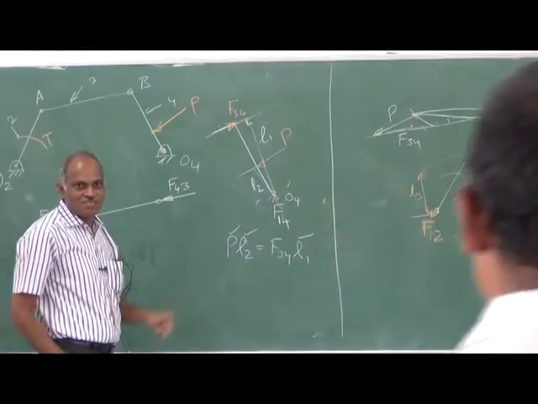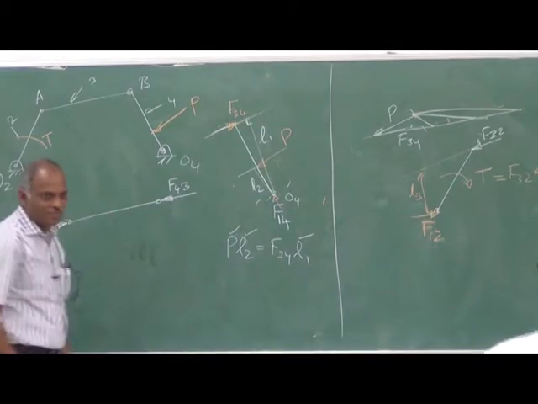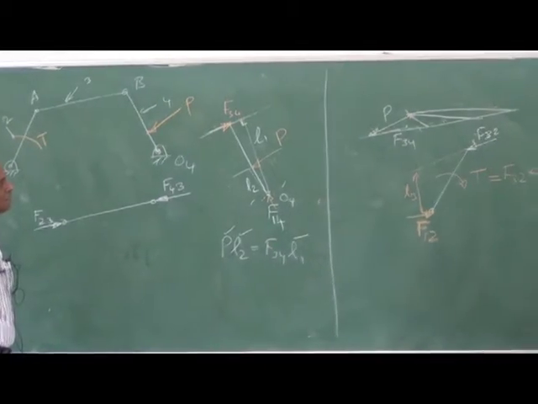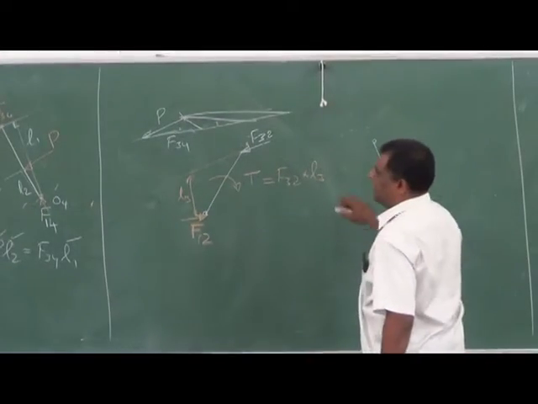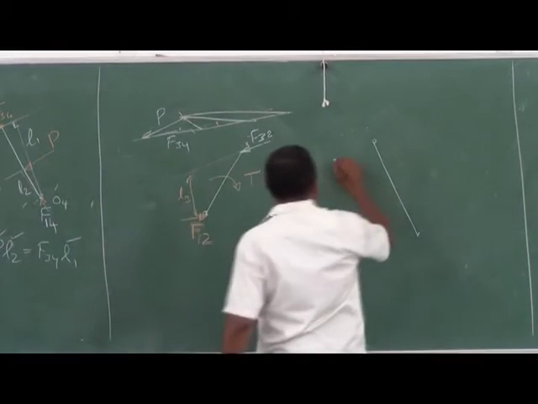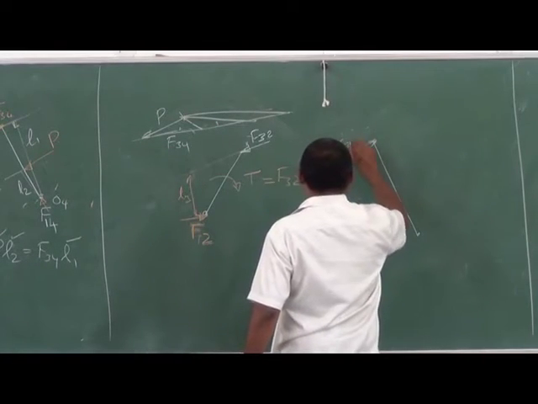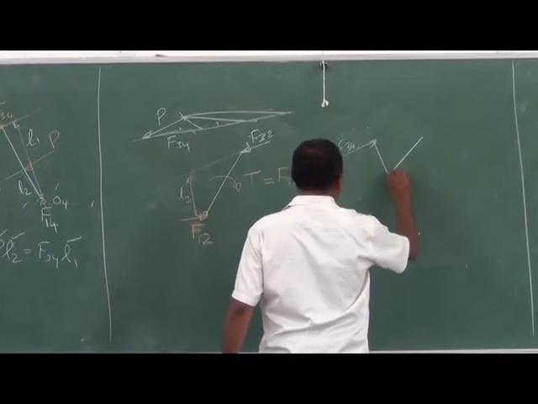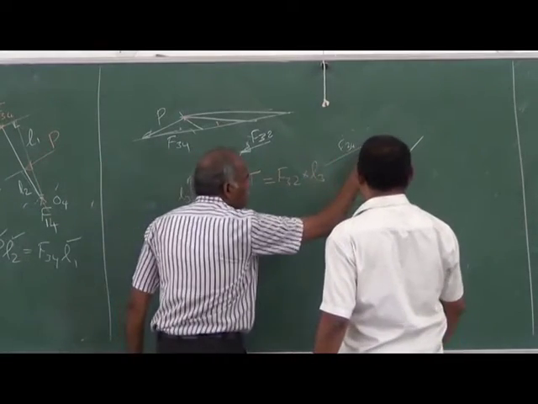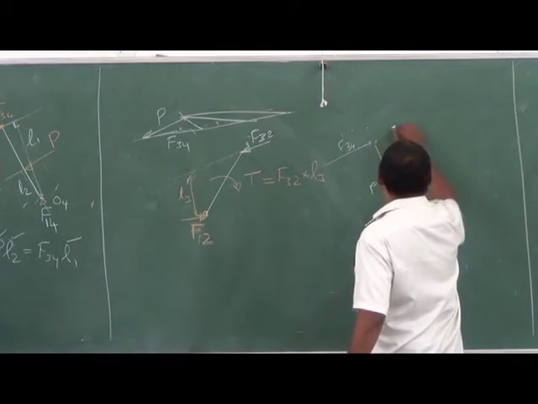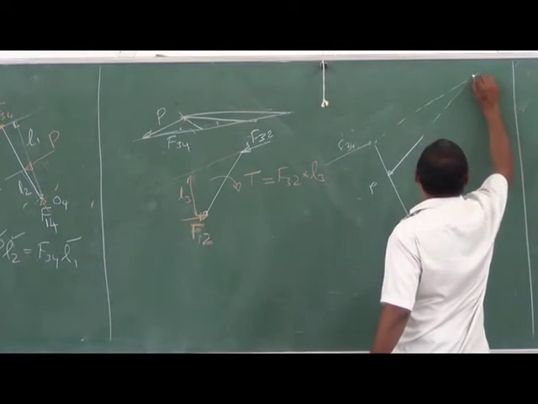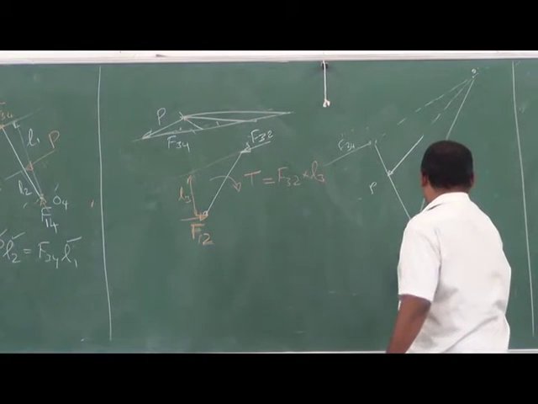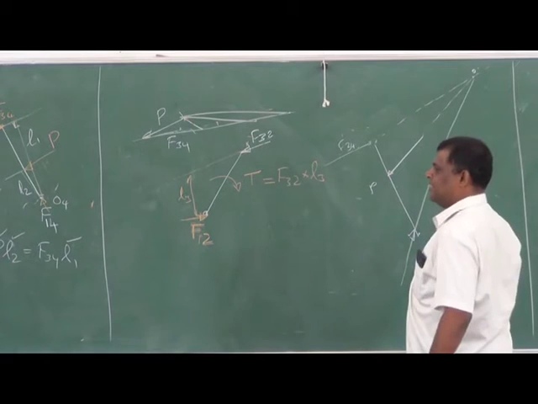Now, how can you close it? I have a small doubt. This is a link, right? So this is F34. I know the P also, but I don't know this magnitude. So what do you do? Just extend this line. That is the point where it meets, the concurrency. From here, if I draw it, this will be your direction. But what is the magnitude?